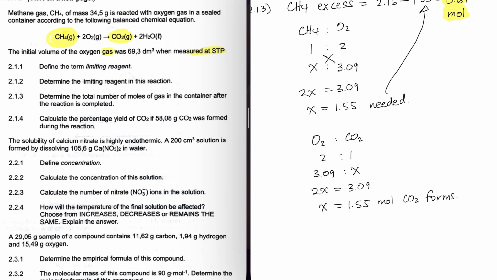So the total number of moles of gas is going to be the excess CH4, which is 0.61, plus the amount of CO2 that forms, which is 1.55, and that's equal to 2.16 moles.